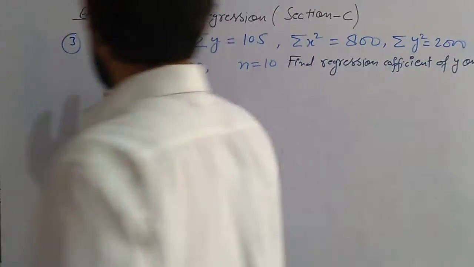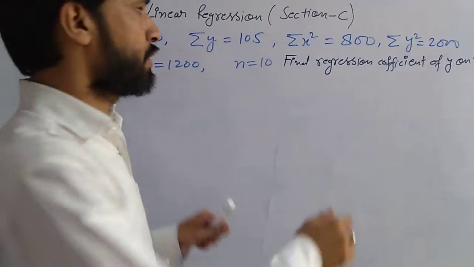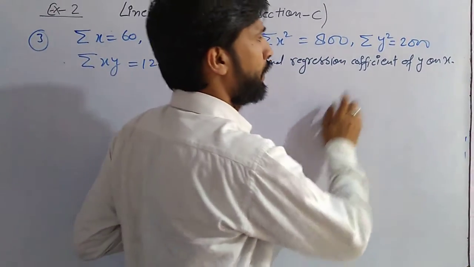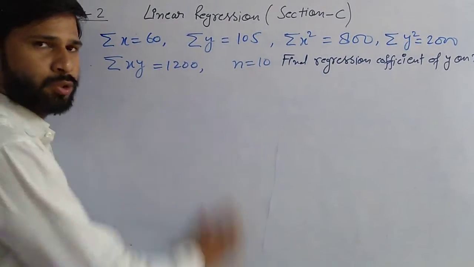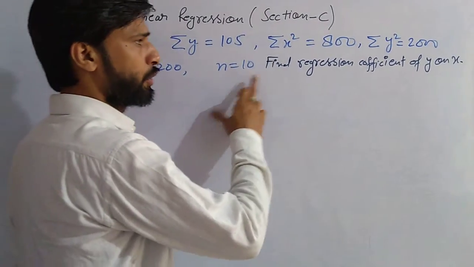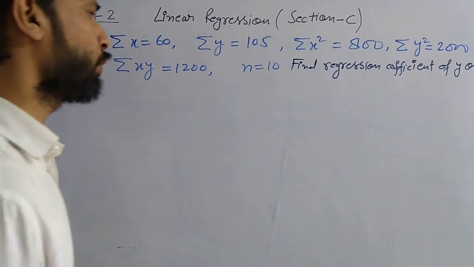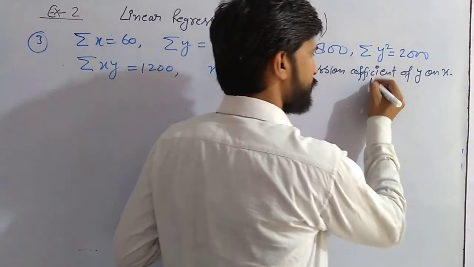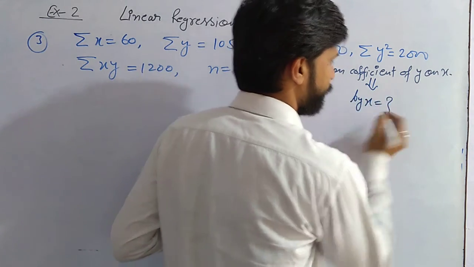Question number 3: sigma x is equal to 60, sigma y is equal to 105, sigma x square is equal to 800, sigma y square is equal to 2000, sigma xy is equal to 1200, n is equal to 10. Then find the regression coefficient of y on x. Regression coefficient of y on x means we have to find the value of Byx.